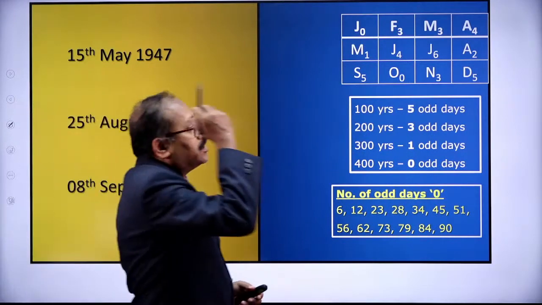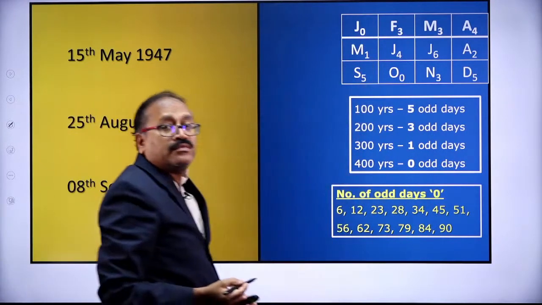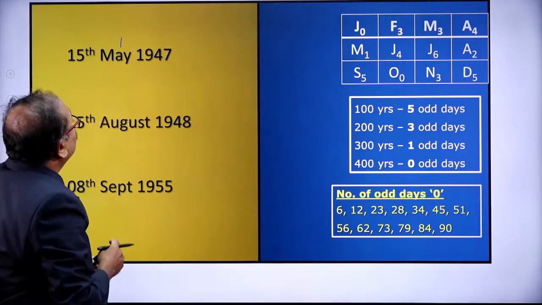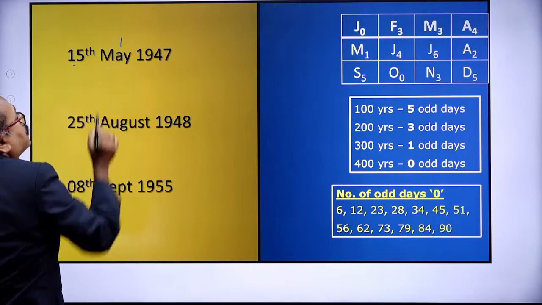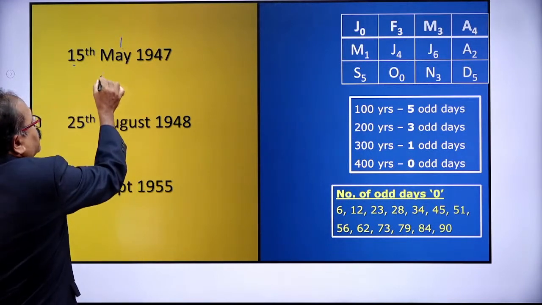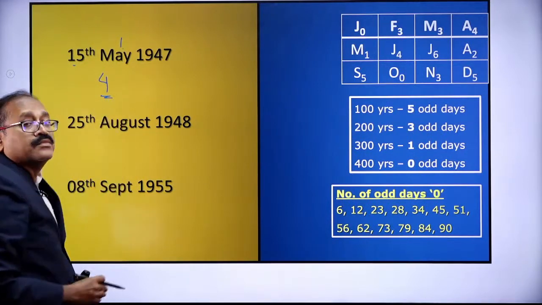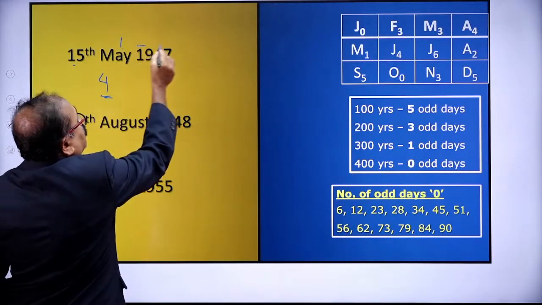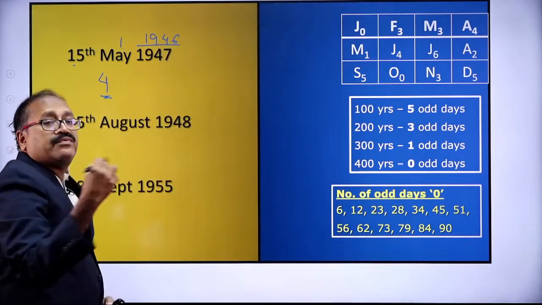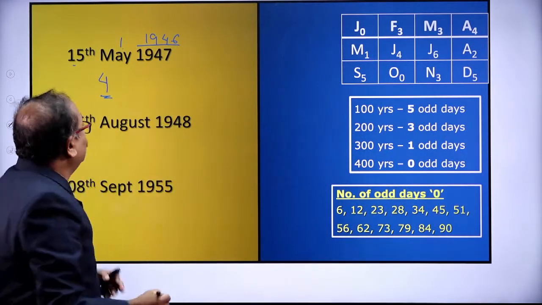So you recollect that May has 1 odd day. So you will place 1 odd day over here, and then 15 plus 1, 16 divided by 7, 4 odd days here. And you will calculate the odd days for 1946, one previous year. That is always what you need to do.